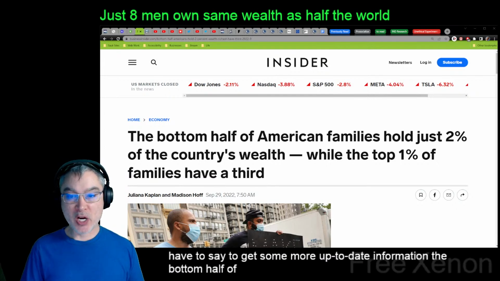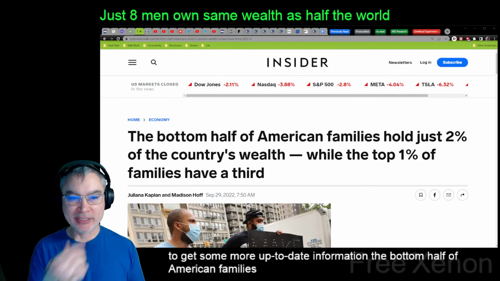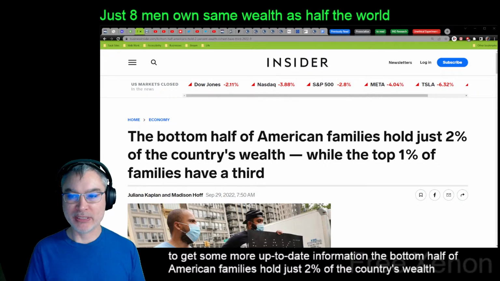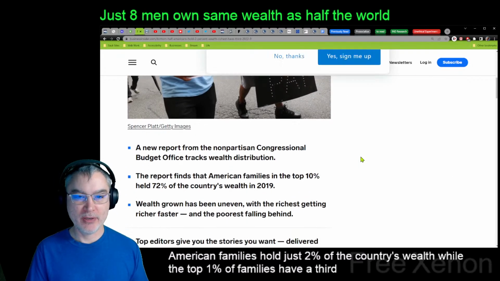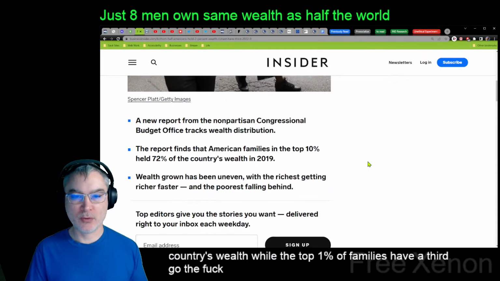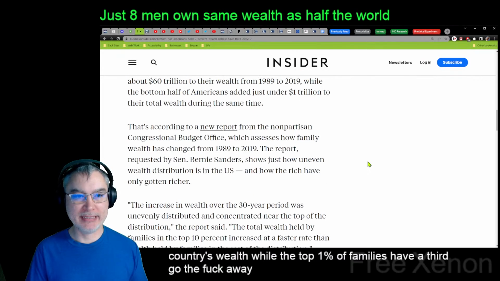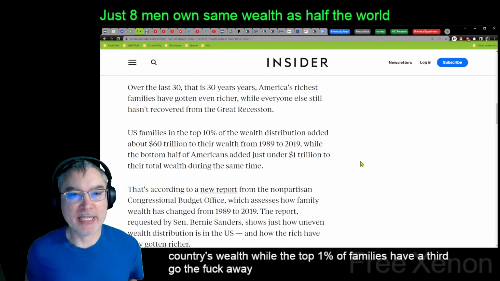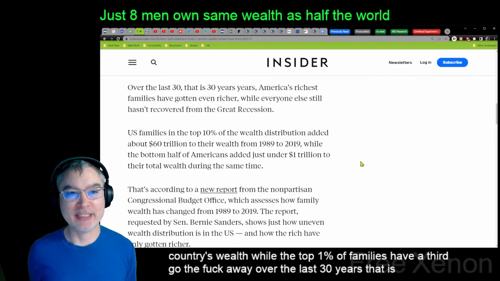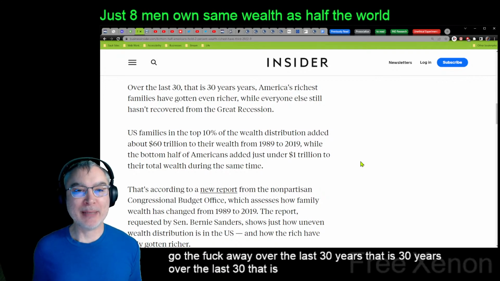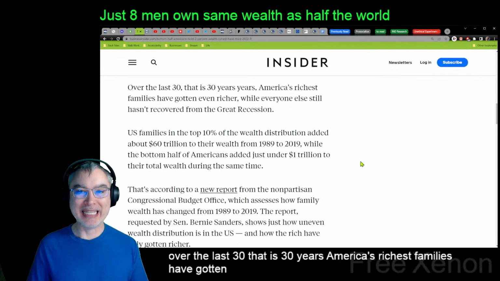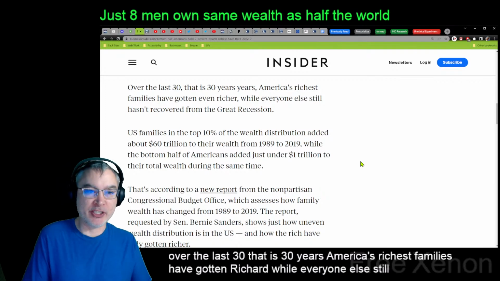The bottom half of American families hold just 2% of the country's wealth, while the top 1% of families have a third. Over the last 30 years, that is 30 years, America's richest families have gotten even richer, while everyone else still hasn't recovered from the Great Recession.